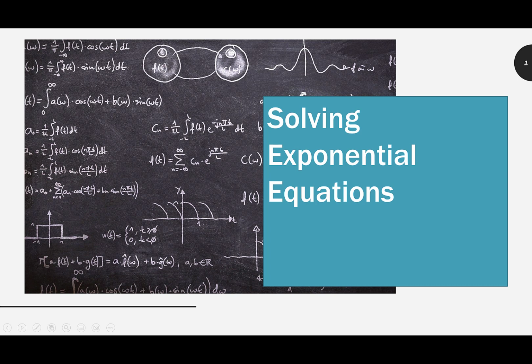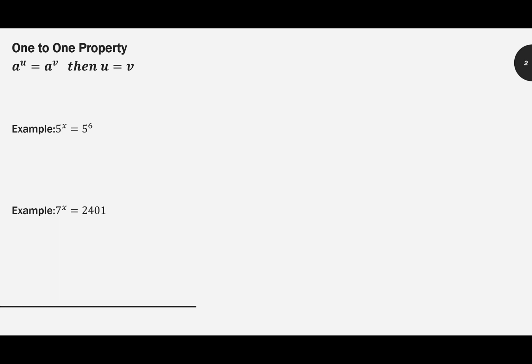Hi everybody, today we're going to look at solving exponential equations. So maybe you saw in a previous video that I did solve some exponential equations that were one-to-one, but today we're going to make that even bigger. So let's go back quickly and look at the one-to-one property. It says a to the u equals a to the v means that u is equal to v. So when I can make the bases the same, then I know that the exponents are also going to be equal, and that's really helpful.